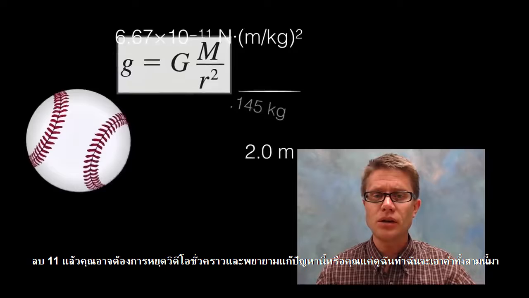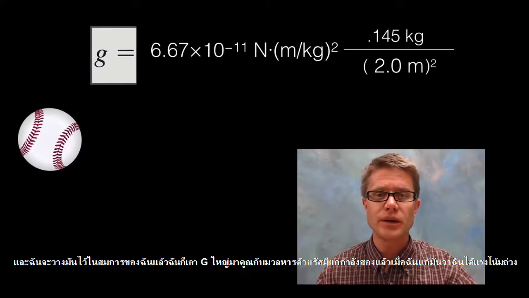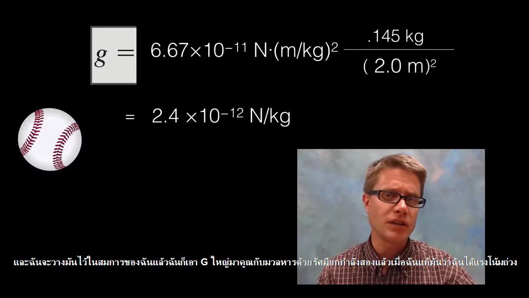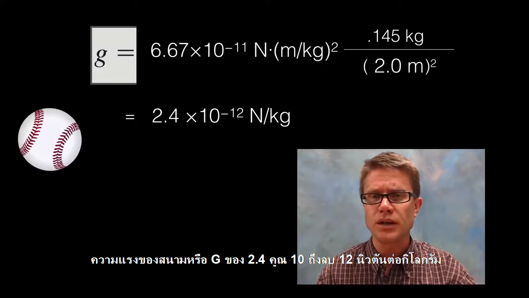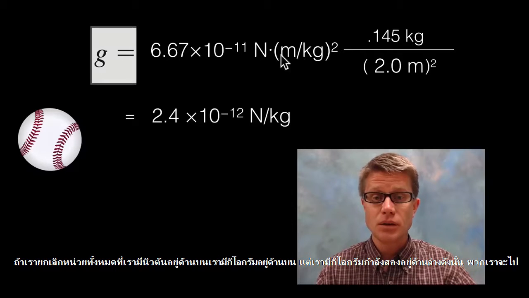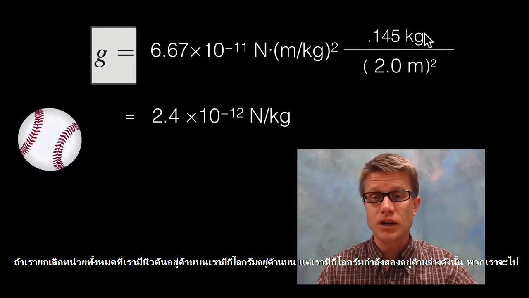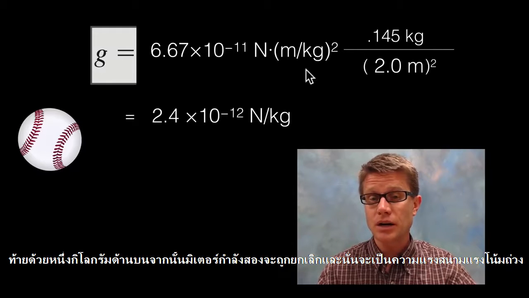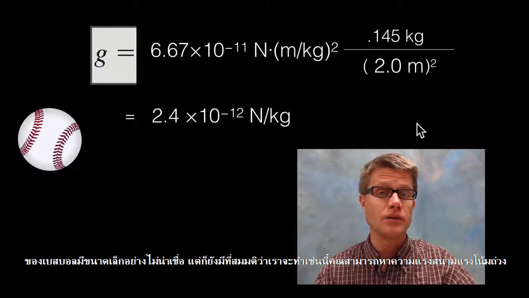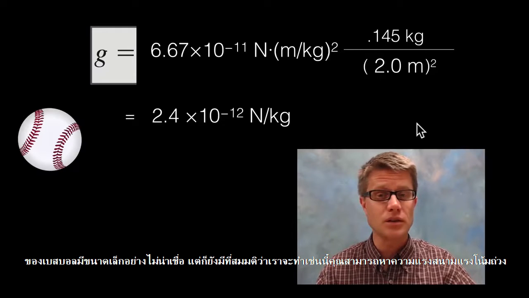I'm going to take those three values and I'm going to place them into my equation. So I'm taking the big G times the mass divided by the radius squared. And so when I solve that, I get a gravitational field strength, or a g, of 2.4 times 10 to the negative 12 newtons per kilogram. If we cancel out all those units, we've got newtons on the top, we've got kilograms on the top, but we've got kilograms squared on the bottom, so we're going to end up with 1 kilogram on the bottom, and then the meters squared are going to cancel out. And so that's going to be the gravitational field strength of the baseball. Incredibly small, but it's still there.